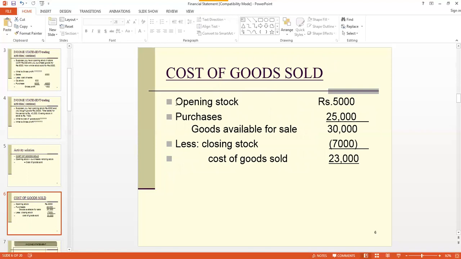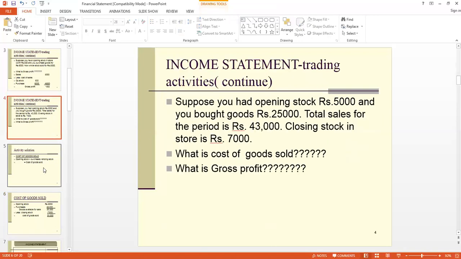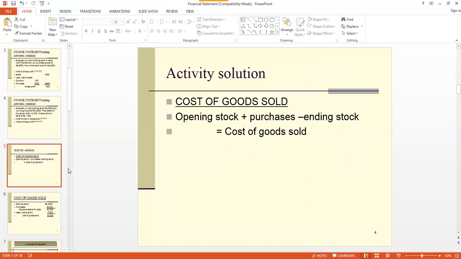We have opening stock of 5,000. We are adding 25,000 of additional goods that we bought in this year. So the total sum of 30,000 is showing that this is the goods which is available for sale, and closing stock we will minus because this is the stock which we are unable to sell. So the final cost of goods sold will be 23,000. Student, this working that I am showing on this slide is appearing based on this data and based on this working.